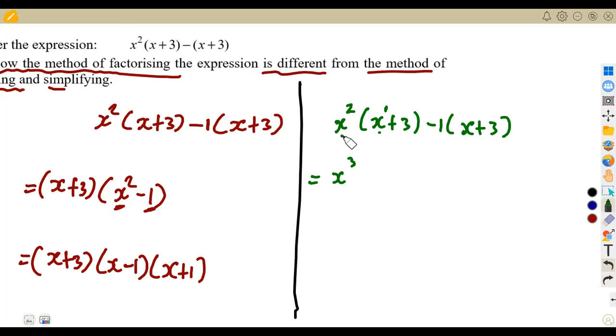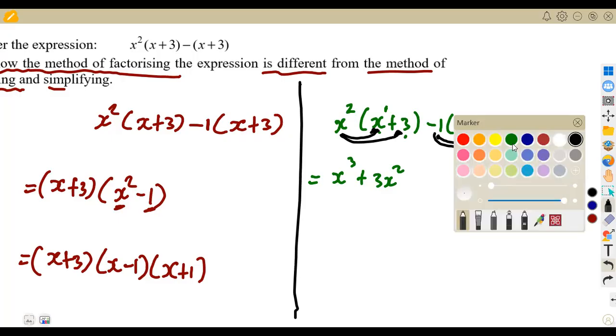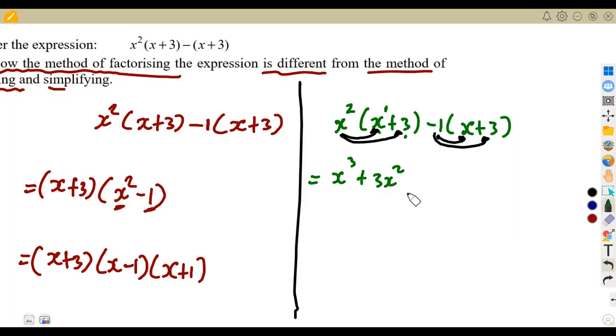Then we've got x squared times 3, which is going to be 3x squared. Remember what I said: this multiplies everything. It multiplies here, and it also multiplies here. The same concept applies with minus 1. It multiplies here, and it also multiplies here. So that is going to give us x squared minus 1 times x, which is minus x. Then we've got minus 1 times 3, which gives us minus 3. So we have expanded our brackets, and this is what we have at the end.